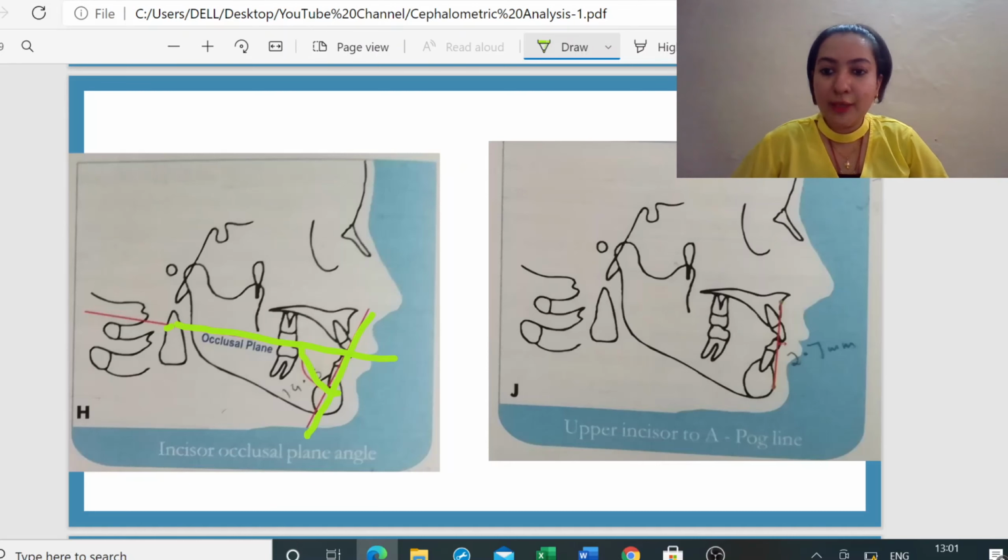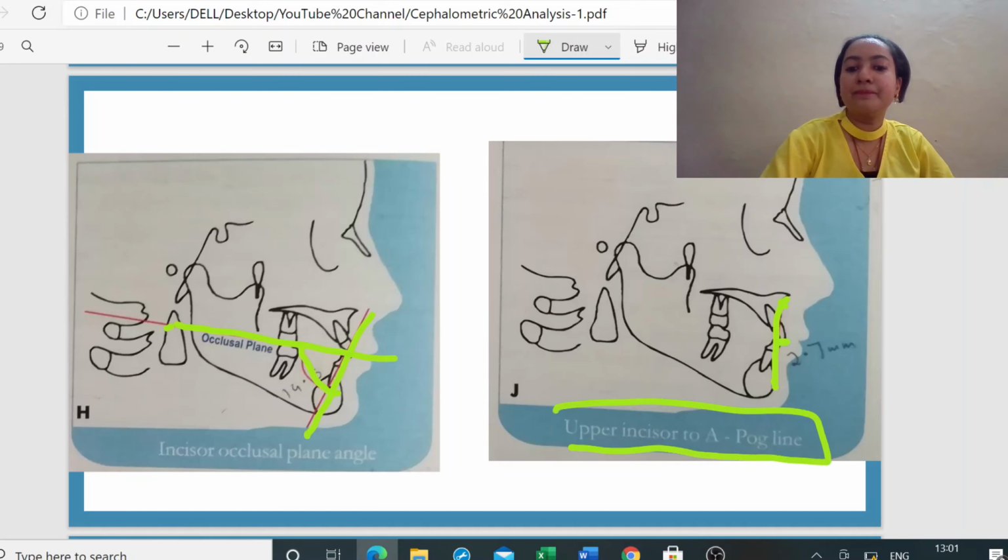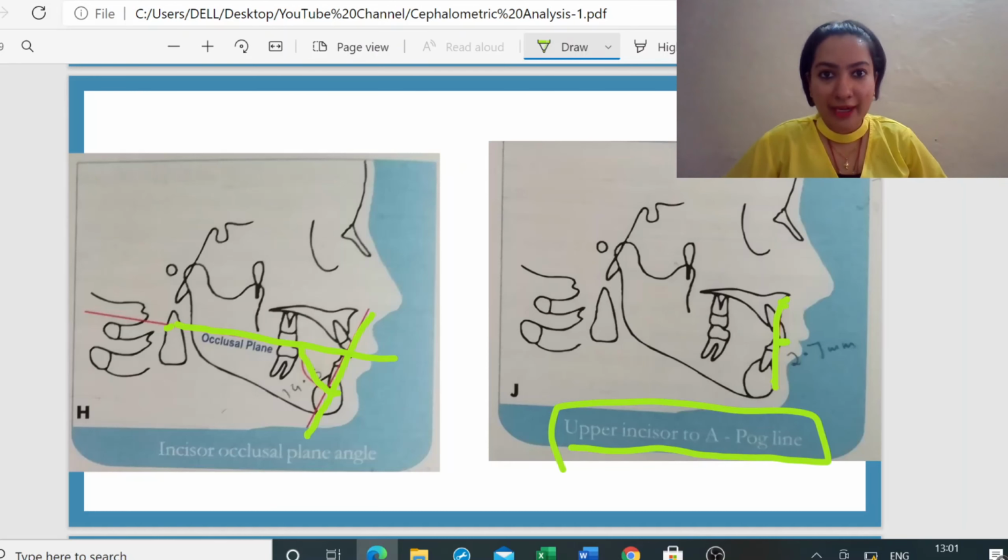Okay, now next parameter is upper incisor to A-Pogonion line. What do you do? You join point A and Pogonion, and you draw a straight line. Okay, so this is your A-Pogonion line. Now you measure the horizontal distance from this line till the tip of the upper incisor. So this horizontal distance which you get becomes your upper incisor to A-Pogonion line. This is how you trace this particular parameter.